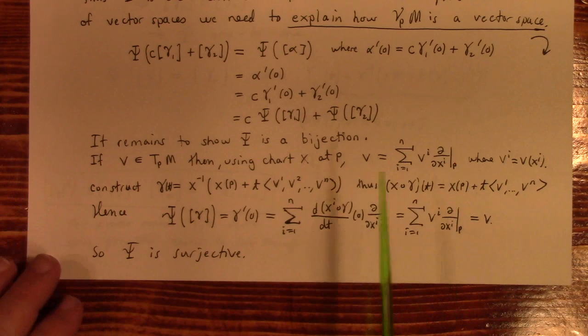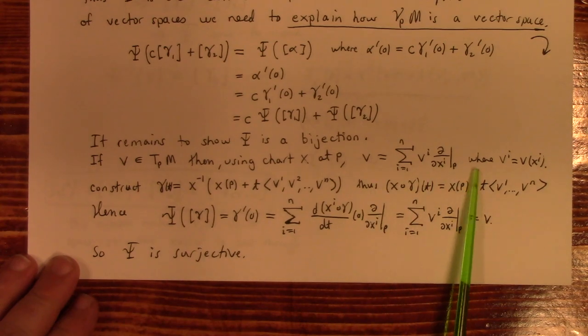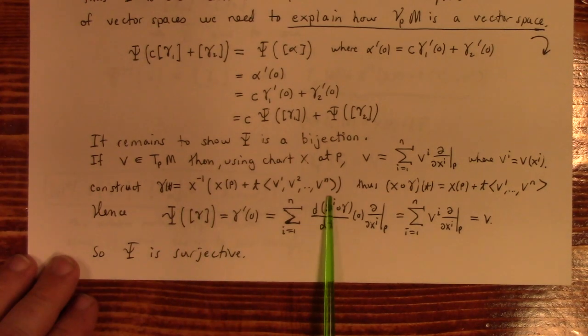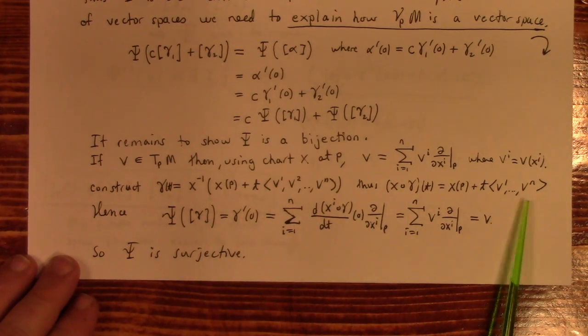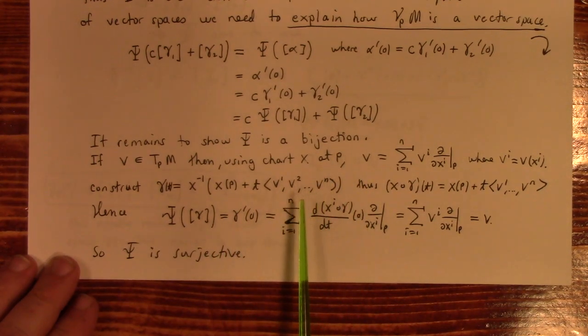So to see it's a bijection, if we take a derivation v, we can construct gamma of t like so, and if we do that, x composed with gamma is this. And then if I map the equivalence class, this is a curve on the manifold, which is by construction the lift of a line down in Euclidean space, which takes v1, v2 to vn as its direction vector. So essentially it's the same trick that we used to define the vector addition on the equivalence class of curves.